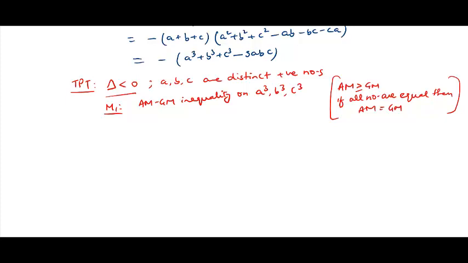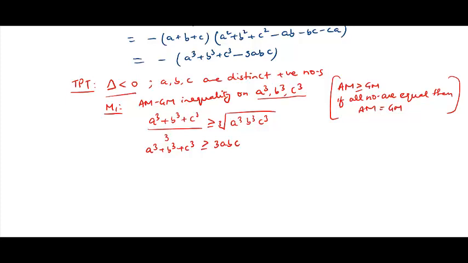So we apply AM-GM inequality on these three numbers a cube, b cube and c cube to get, now arithmetic mean of the numbers is the sum of numbers upon total numbers, which are 3, greater than or equal to cube root of the product of the numbers, and this gives you a cube plus b cube plus c cube is greater than or equal to 3 times abc. Now since a, b, c are distinct, therefore we cannot have the equality case.